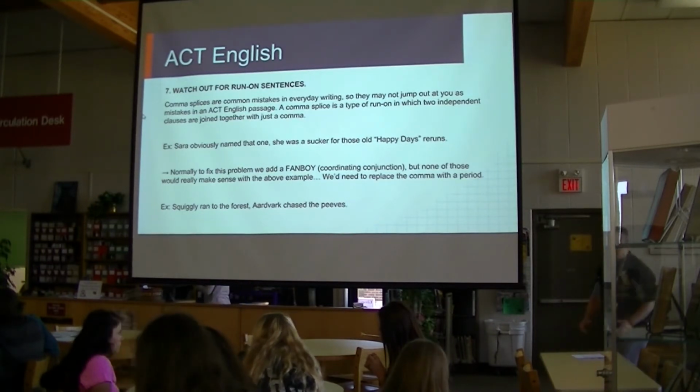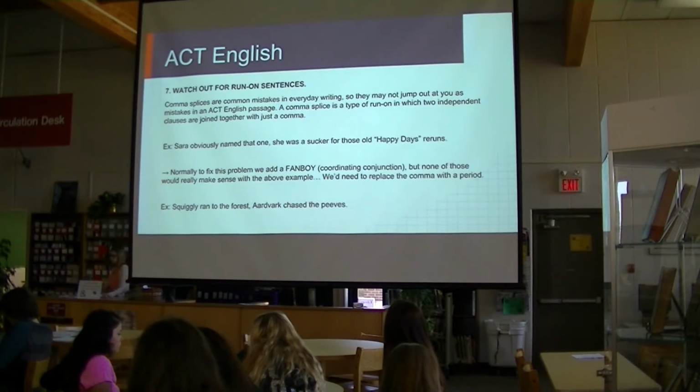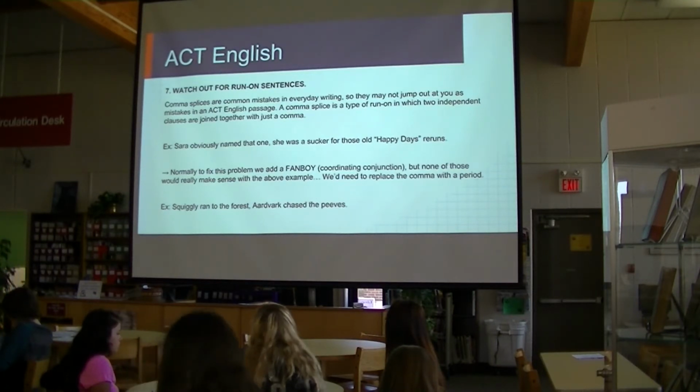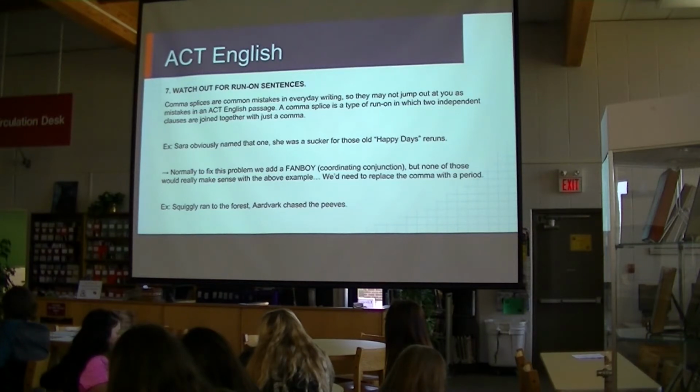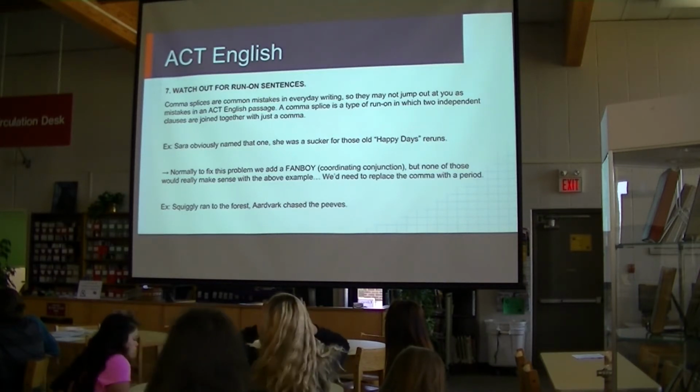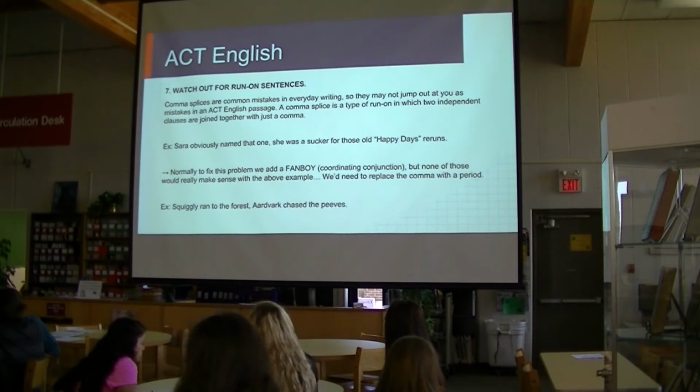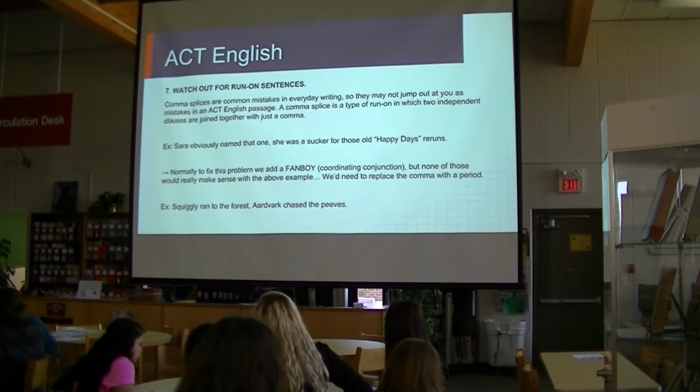Number 7, watch for run-on sentences. There should be a lot of tools in your bag to fix run-on sentences. I'll read some of this off here. Comma splices are common mistakes in everyday writing. They might not jump out to you as much as they do us English teachers on the ACT. But basically, a comma splice is when a comma has been slipped into a sentence in order to separate independent clauses, right? Independent clause being anything with a subject and a verb inside of it.